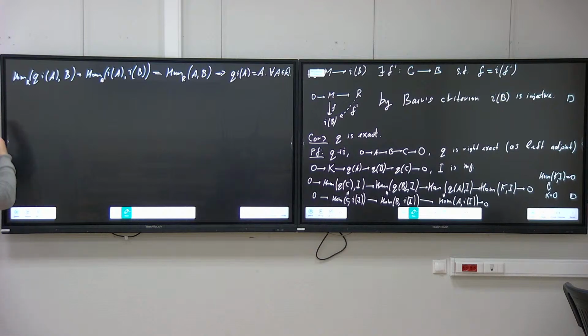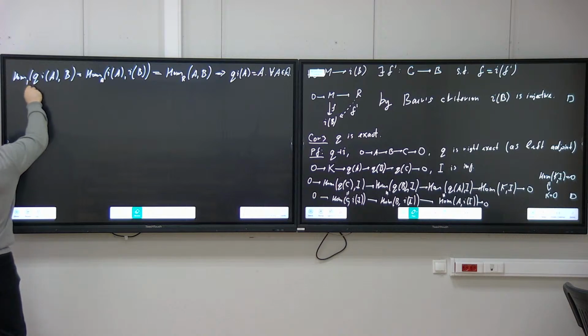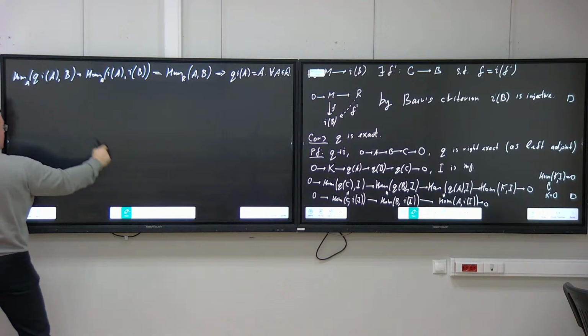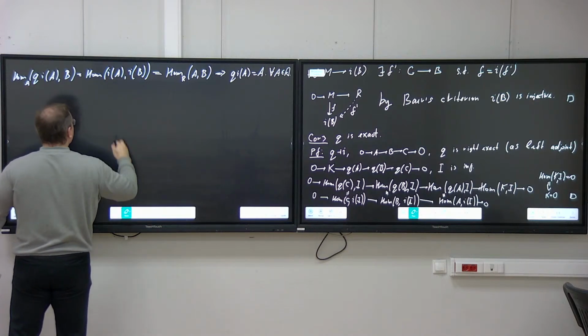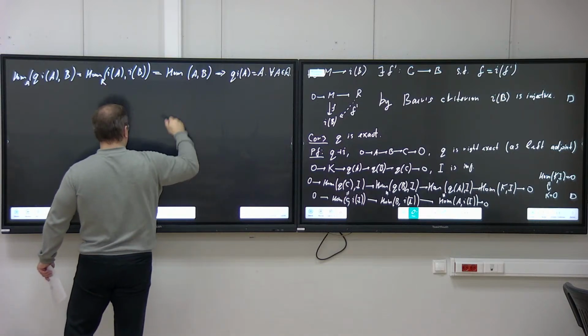So, the indices are wrong. So I and B are... yeah. So this is in the A, this is in the R, and this is in the A.